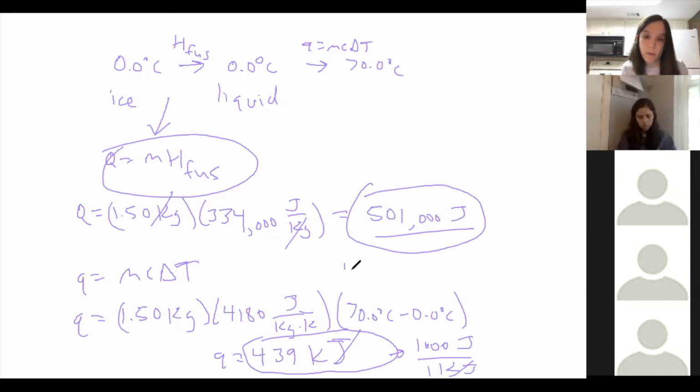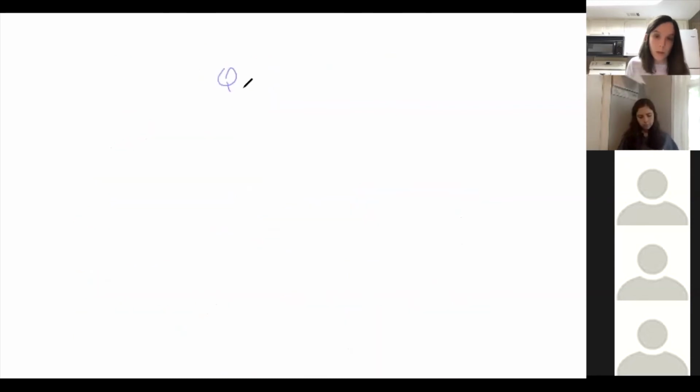So that would give us 439,000 joules plus the 501,000 joules. And that would give us an answer of 940,000 joules. So the total Q would be 940,000 joules. Any questions about that?